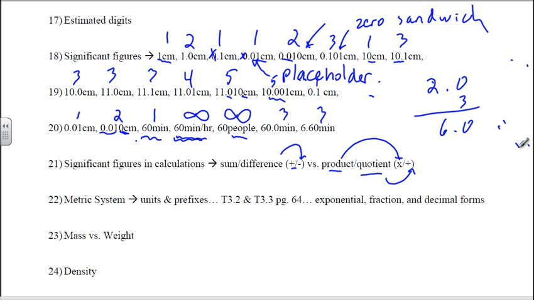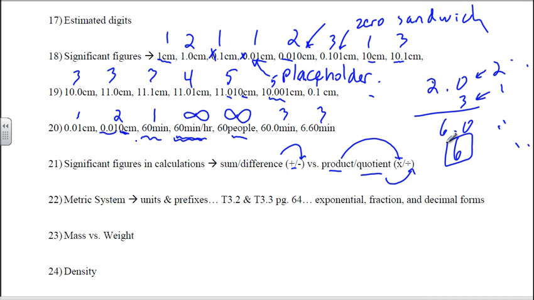How many sig figs can you have when you're multiplying or dividing? Your answer has the same as the least number of sig figs in the calculation. So this has 2 sig figs. This only has 1. Your answer would have to have 1. So this would be 6 as an answer.